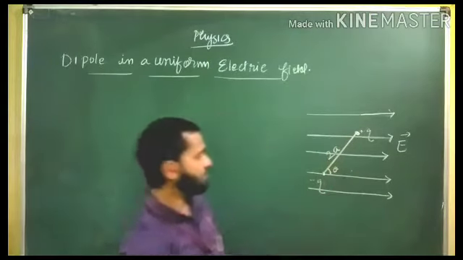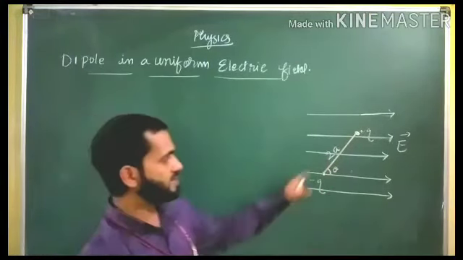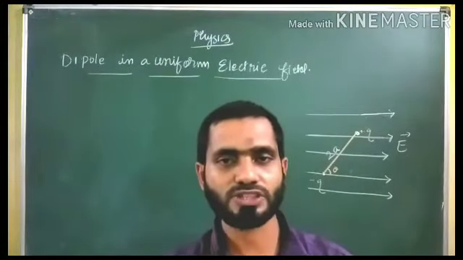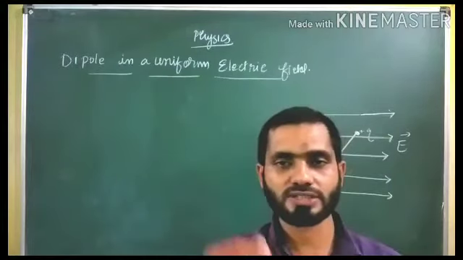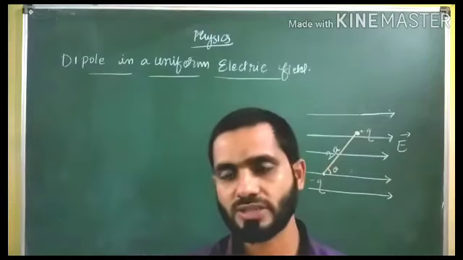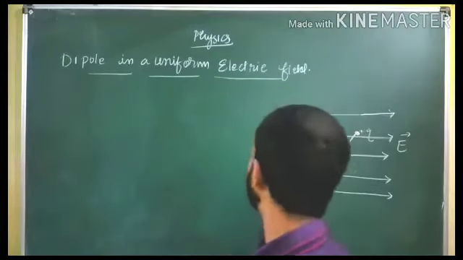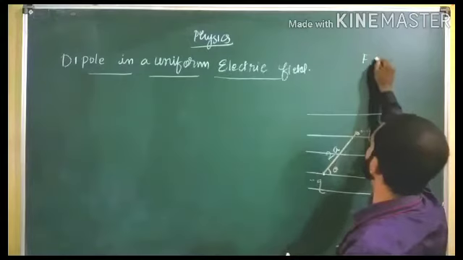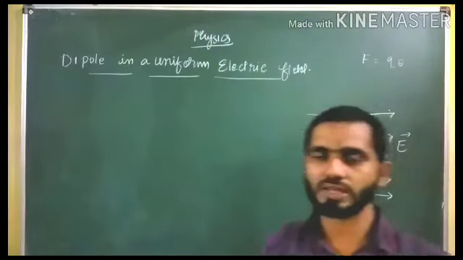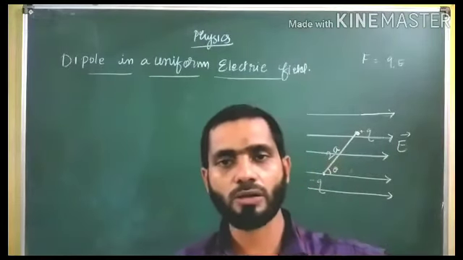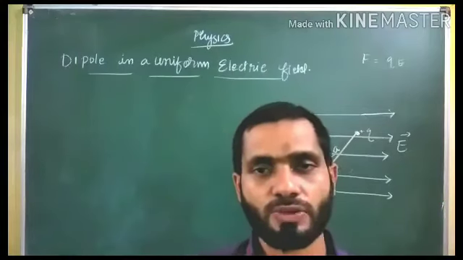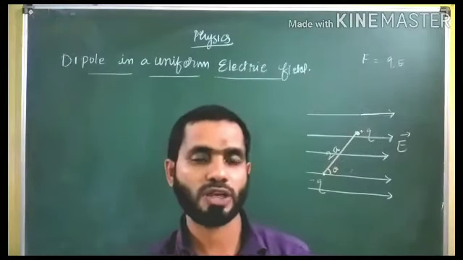Now, see, in the case of this dipole placed in an electric field, a force will act on these charges. We know when a charge is placed in the electric field, a force will act on that charge, and that force will be F equal to Q into E. If it is a positive charge, then the force direction will be along the electric field, and if it is a negative charge, then the force direction will be opposite to the electric field.